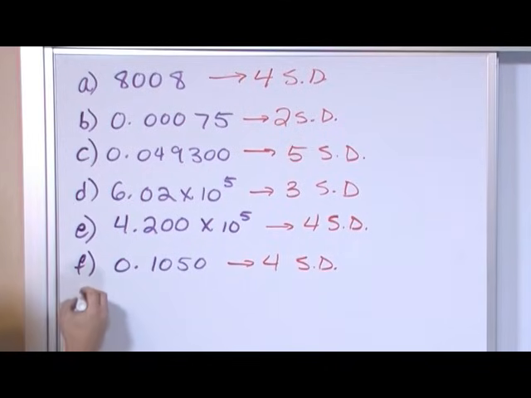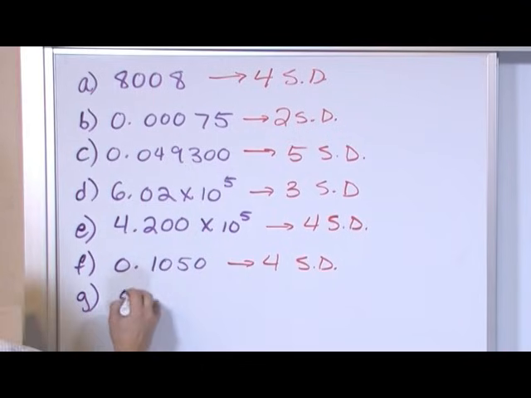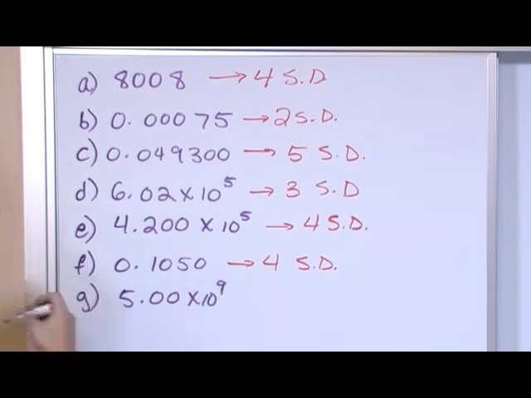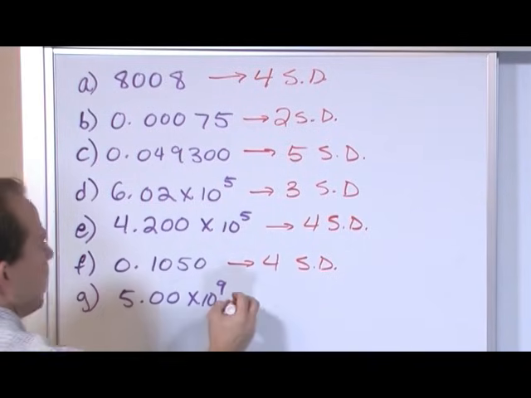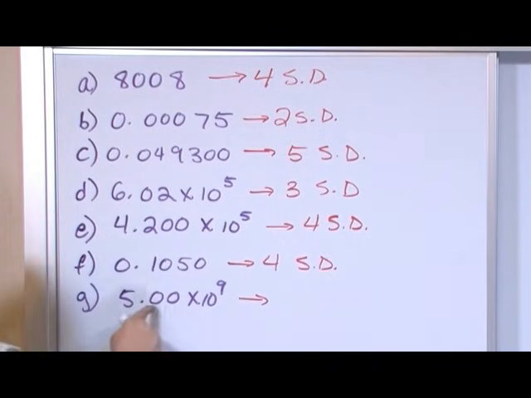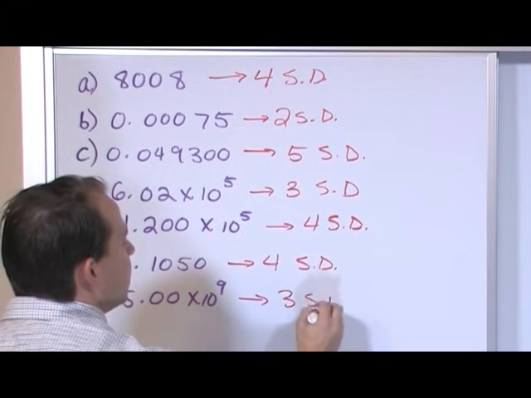All right. And what about G? What if you have 5.00 times 10 to the 9? How many do we have there? Same sort of deal. So we have this counts. Of course, these don't count. After the decimal, they have 2 zeros here, but they do count because they're sort of like trailing zeros, if you can think of it that way. So they have 3 significant digits here. 1, 2, 3. 3 significant digits.